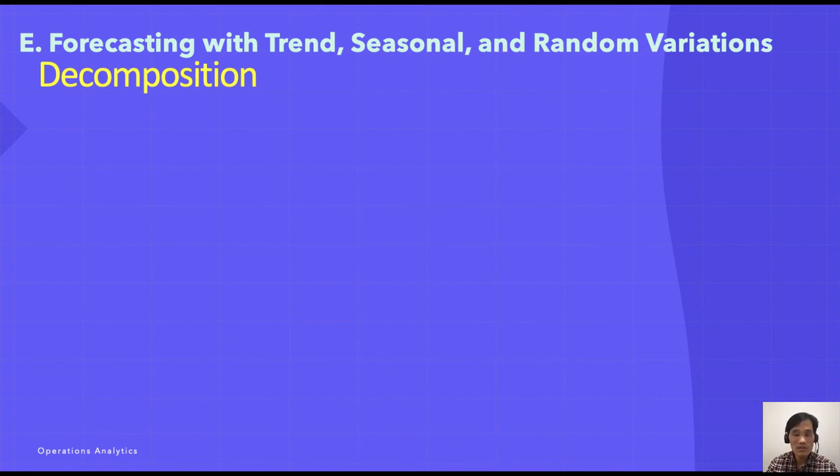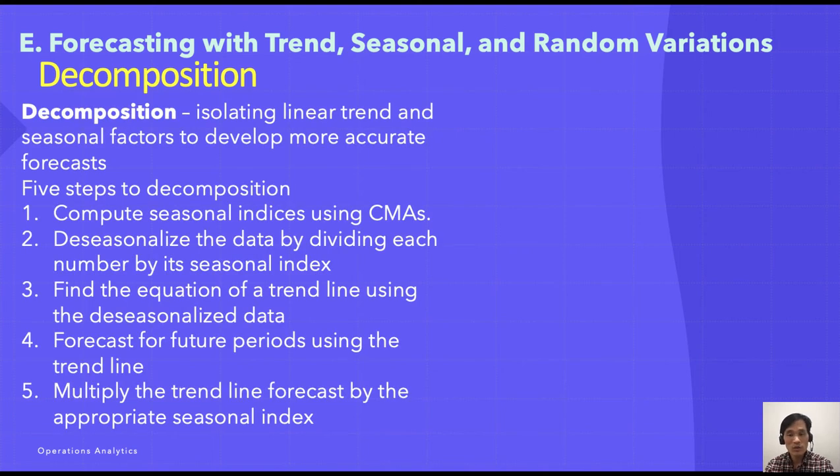These are 5 steps to follow. First one is compute seasonal indices using centered moving averages. Second, de-seasonalize the data by dividing each number by each seasonal index. Step 3, find the equation of a trend line using the deseasonalized data. Step 4, forecast for future periods using the trend line. Step 5, multiply the trend line forecast by the appropriate seasonal index. So these 5 steps we have to follow and then calculate everything together.